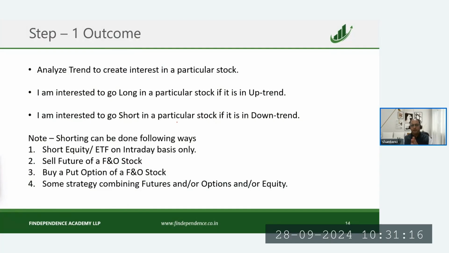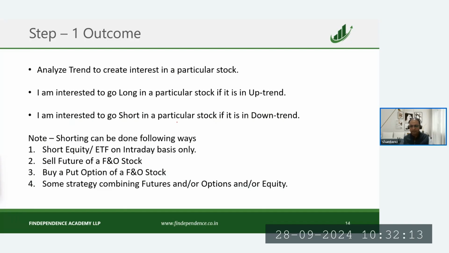Okay. For us, after we do trend analysis, then comes the outcome of the first step. What is the outcome of the first step? So in the first step, we will be analyzing trend to create interest in a particular stock. If I go back to the example of a boy or girl getting married, in the first step, once you register on a matrimonial portal, in the first step you only need to make up your mind. You just need to create interest in a particular boy or girl, depending on who you are. Create interest or maybe express interest in 10 different boys or girls, depending on who you are. The first step is just expression of interest.